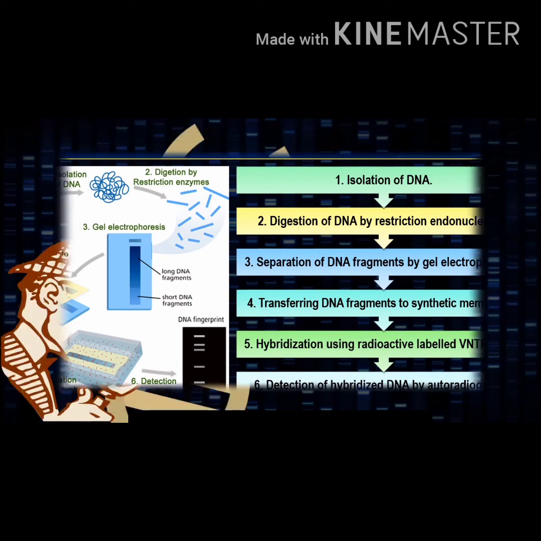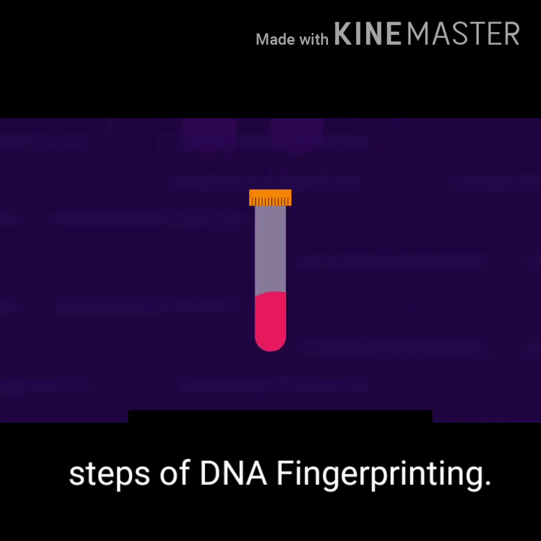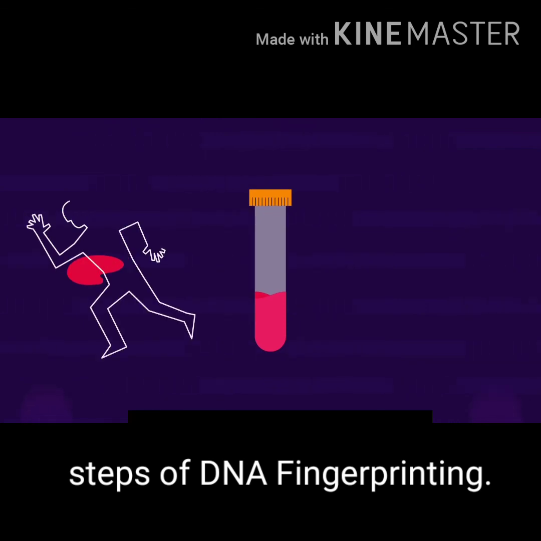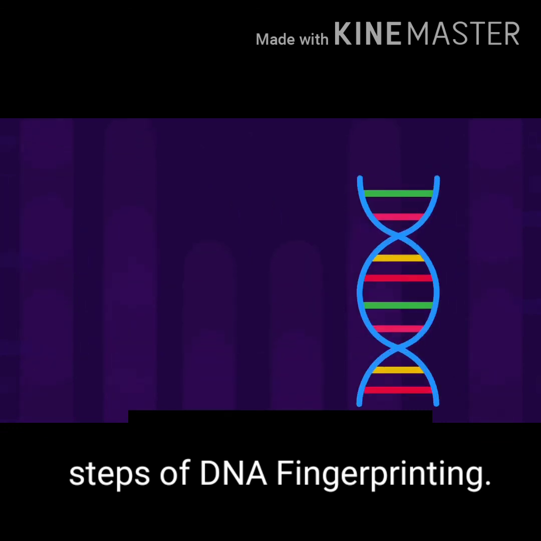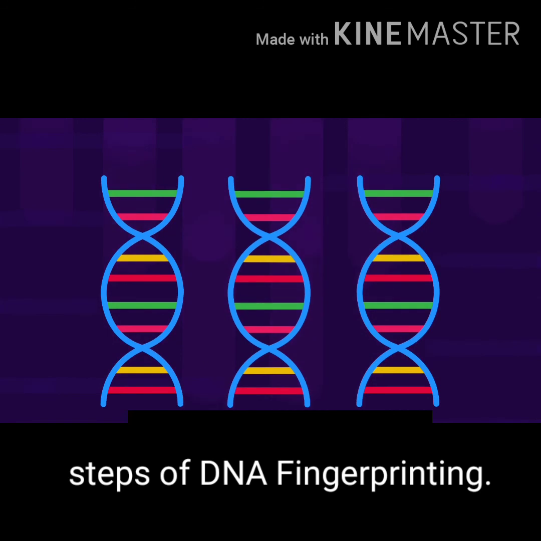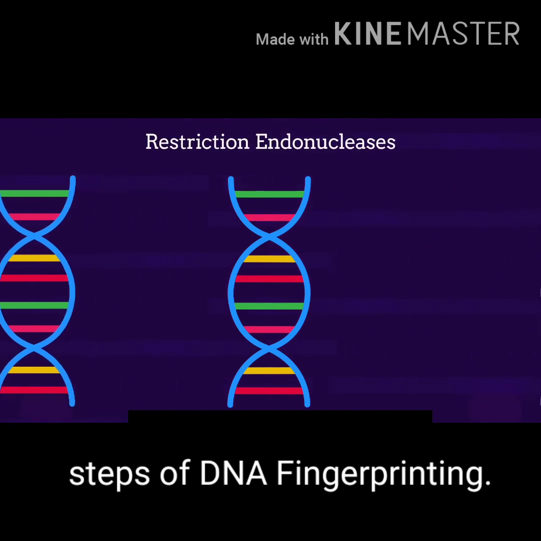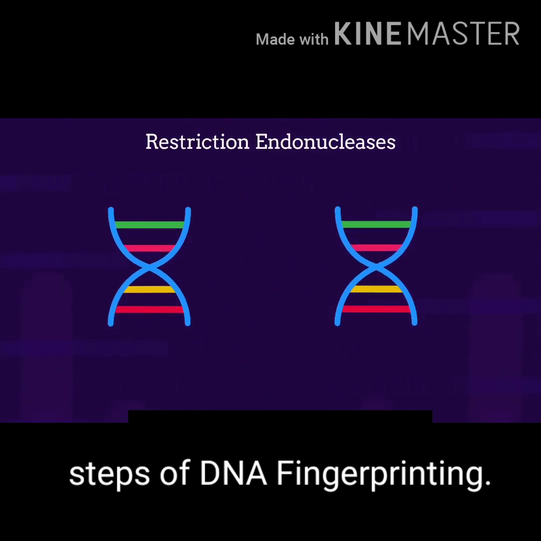Let's have a look at the DNA fingerprinting steps once more. A cell sample is collected. This could be from some blood at a crime scene or a swab from the inside of someone's cheek, for example. The DNA is then extracted from the sample. Many copies of this DNA may be made using the polymerase chain reaction, or PCR. Special enzymes called restriction endonucleases are used to cut the DNA up into different size pieces.